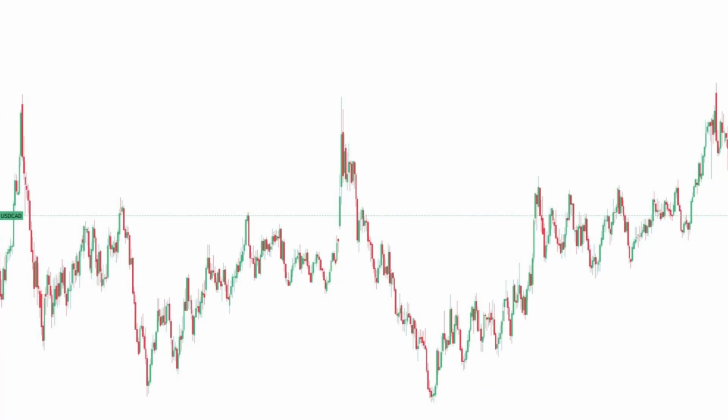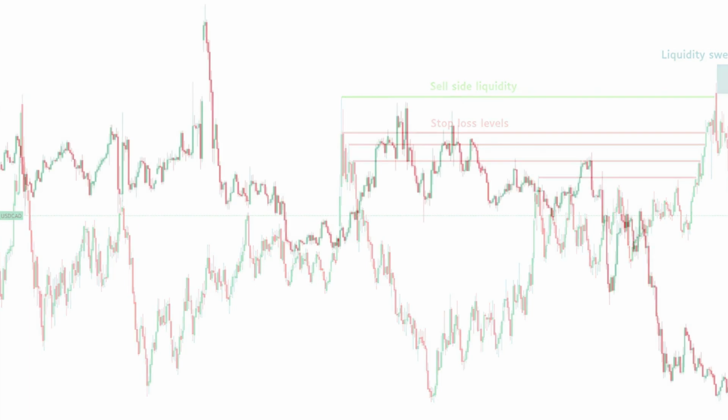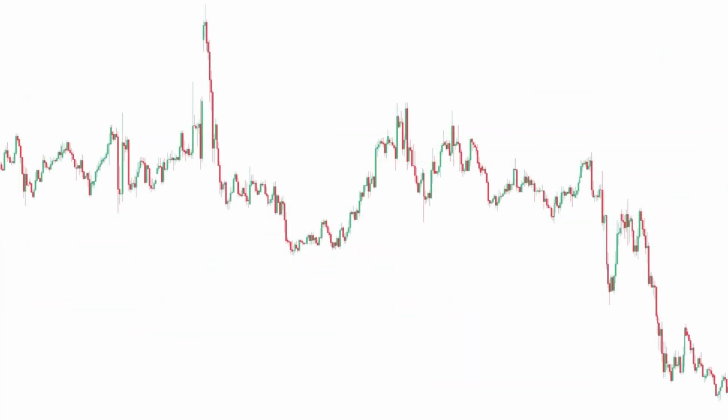One of the most common liquidity zones is found at swing highs and swing lows. Retail traders often place their stop losses just beyond these levels. Institutions know this and may target these areas specifically. Pay particular attention to areas where multiple swing points align, or where there are obvious round numbers.